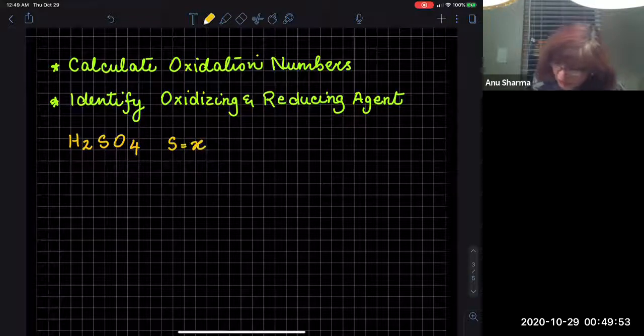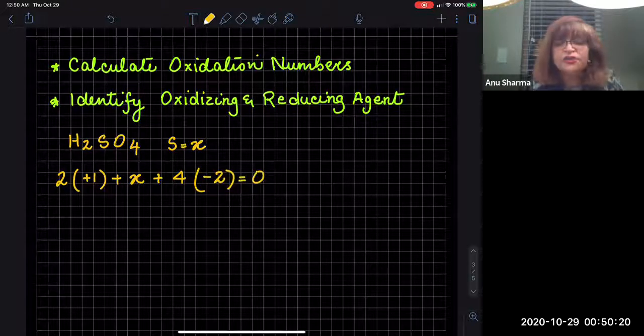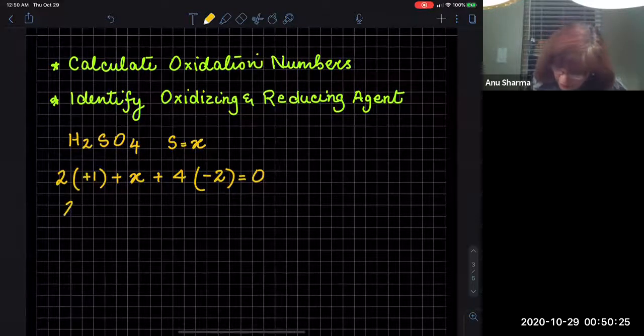Oxygen, we all know, is always -2, and there are 4 oxygens, so 4 times -2 for oxygen. Hydrogen's oxidation number is always +1, and there are 2 hydrogens. Then comes the sulfur, which is X. Then come the 4 oxygens at -2. And this whole thing is 0 because it is a neutral molecule, not a polyatomic ion. So now we have 2 plus X minus 8 is equal to 0.